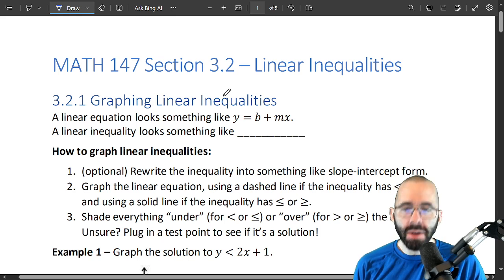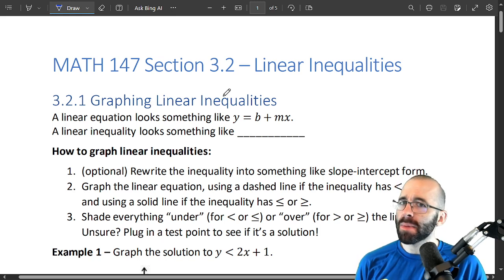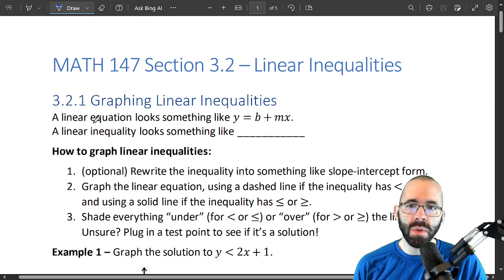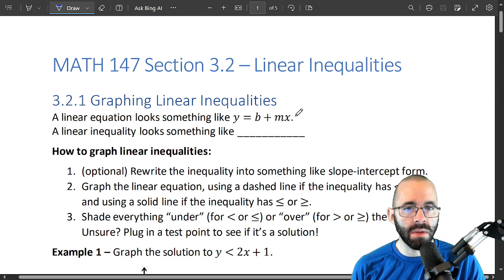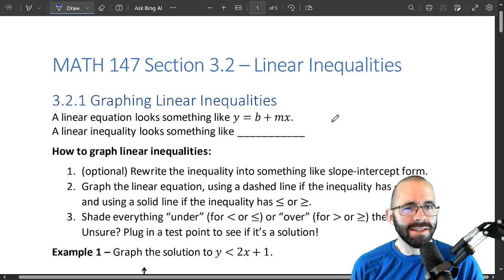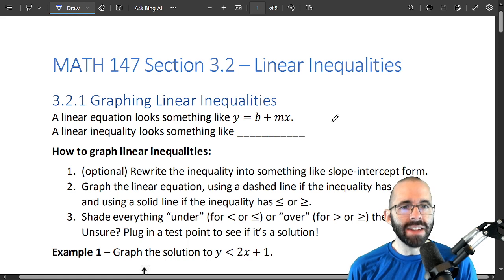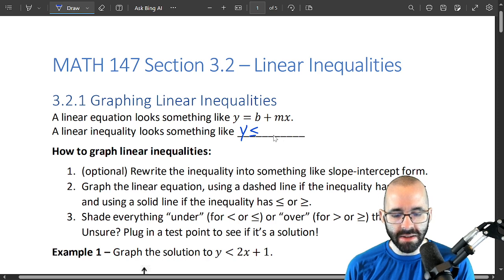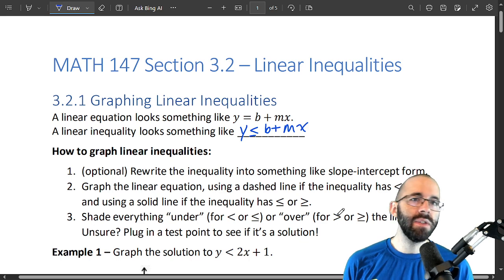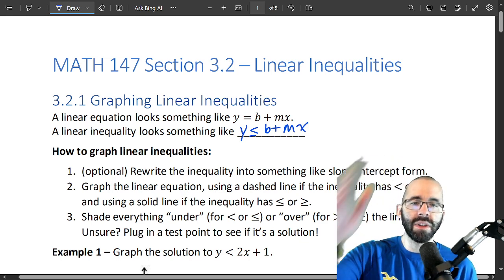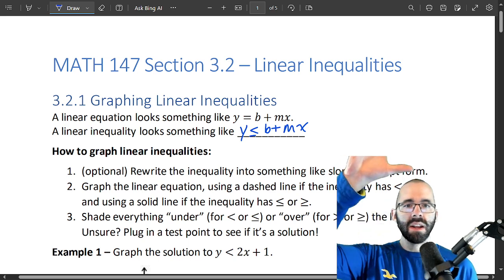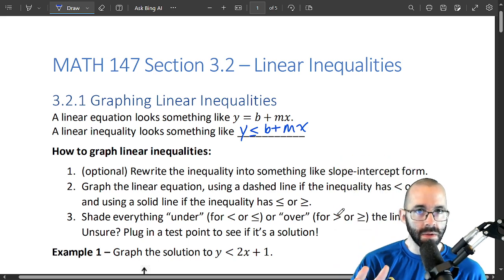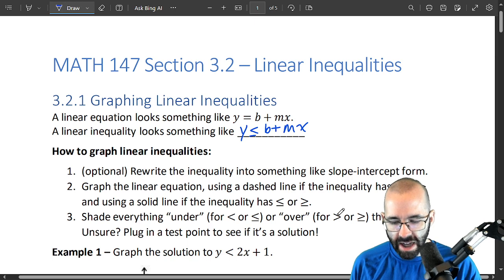So we're going to start by graphing linear inequalities, and that's very similar to something that we've seen before. We've seen what linear equations look like, y equals b plus mx, and we know how to graph them. Well, this section's not really anything new. That's a linear equation. A linear inequality might look something like y is less than or equal to b plus mx. So it's the same line. The difference is, instead of just looking at all the points that are equal to that line, we might look at all the points that are equal to or below that line, or something like that.